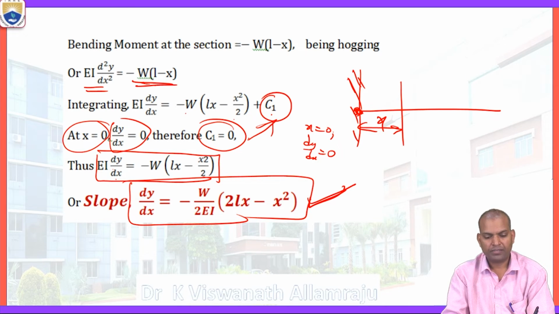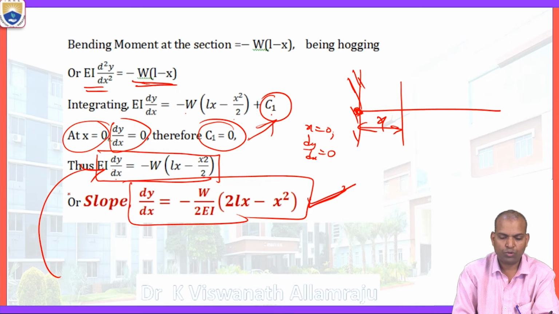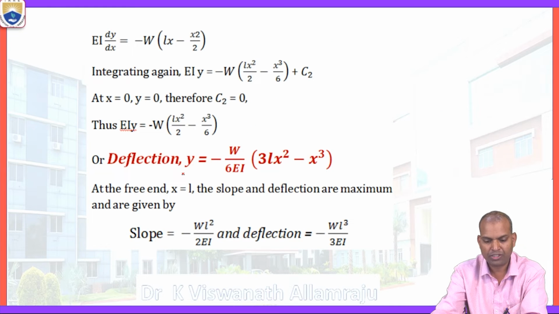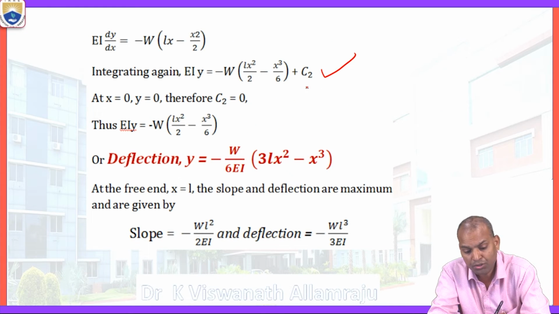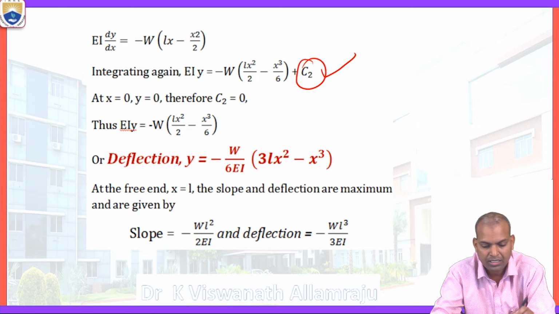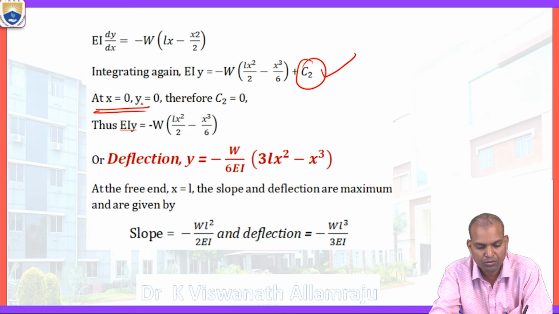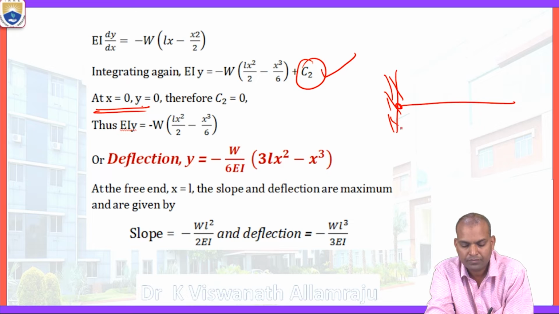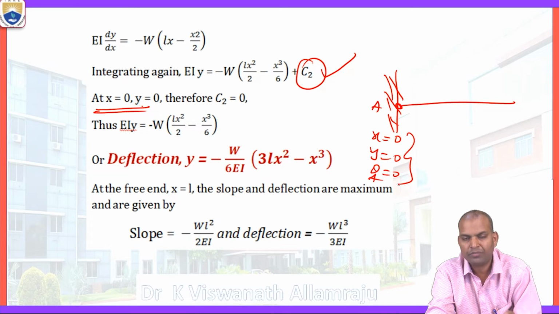Now we want the deflection. Now integrate this slope equation once: EI times y equals minus W times Lx square by 2 minus x cube by 6 plus C2. This C2 is the constant of integration related to deflection. At x equal to 0, y equal to 0. That means at the fixed support, both slope and deflection are 0, theta A. That's the meaning here.